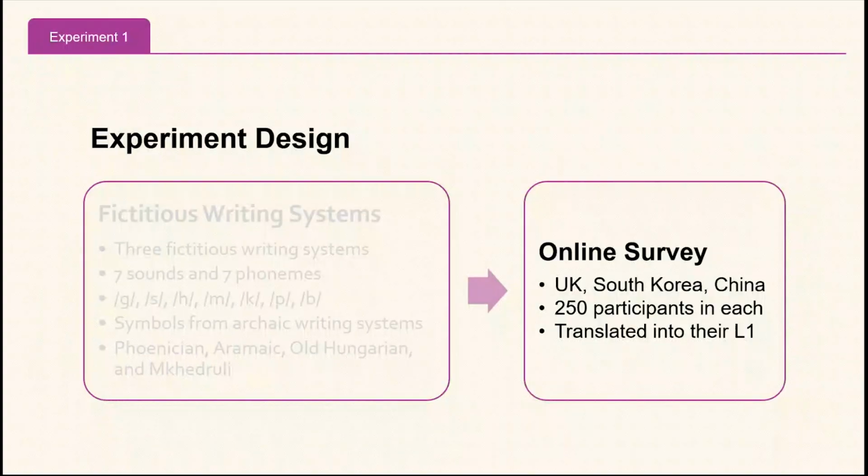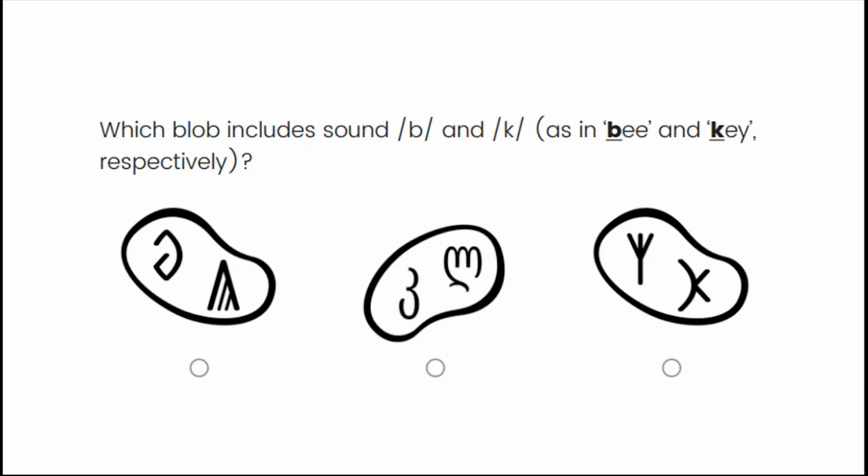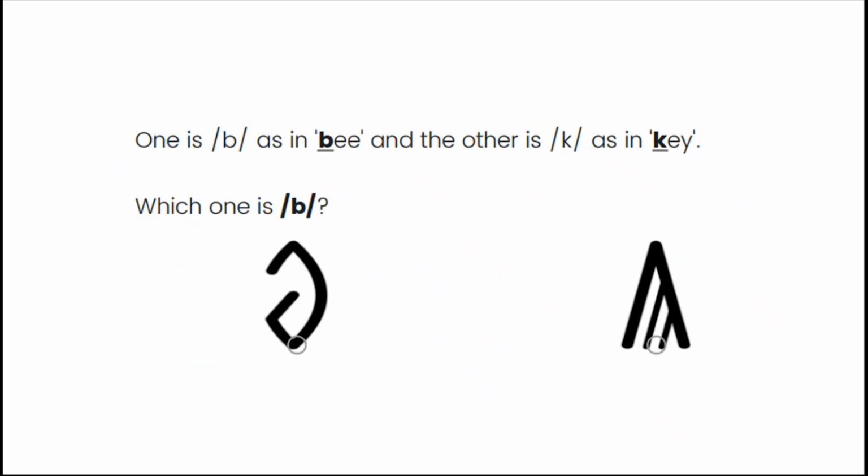I collected 250 participants in total in the UK, South Korea, and China, and an online survey was conducted. The survey was translated into their L1. An example survey question goes like this: I let them choose one of the 3 letter pairs that correspond to the phoneme pair. If they choose the first blob, then the next question asks in more detail which sound.